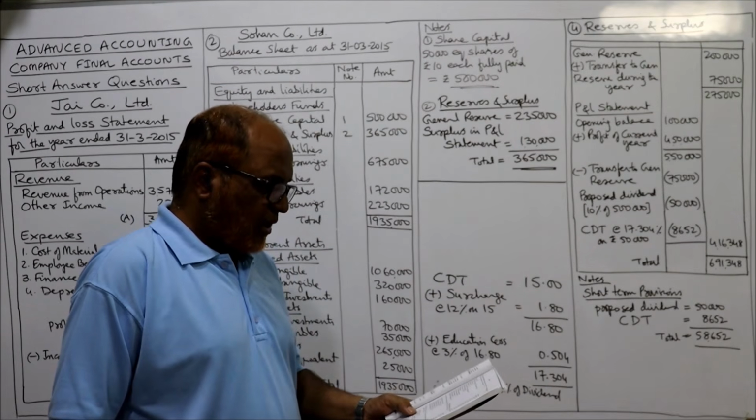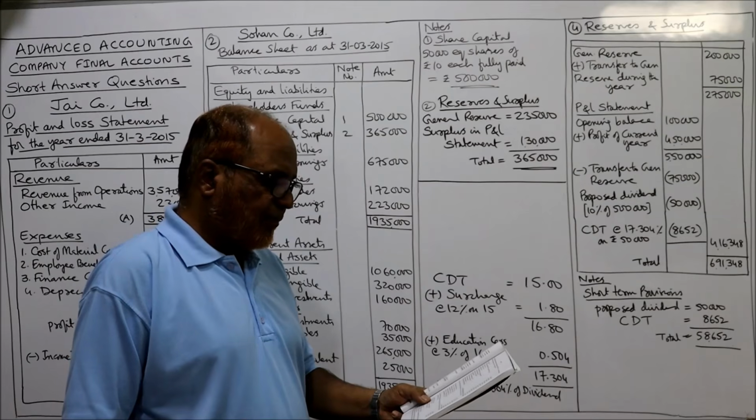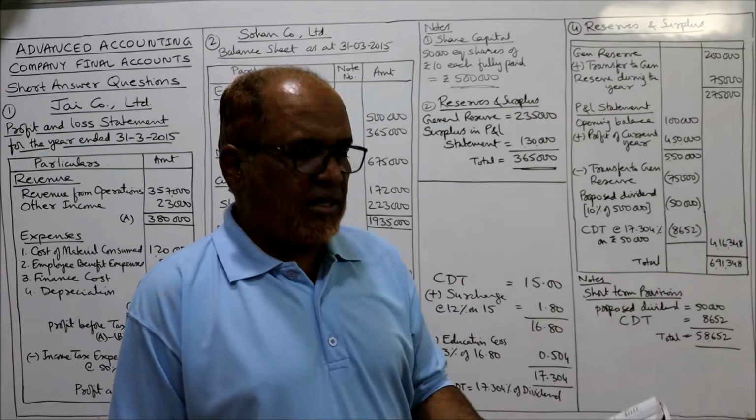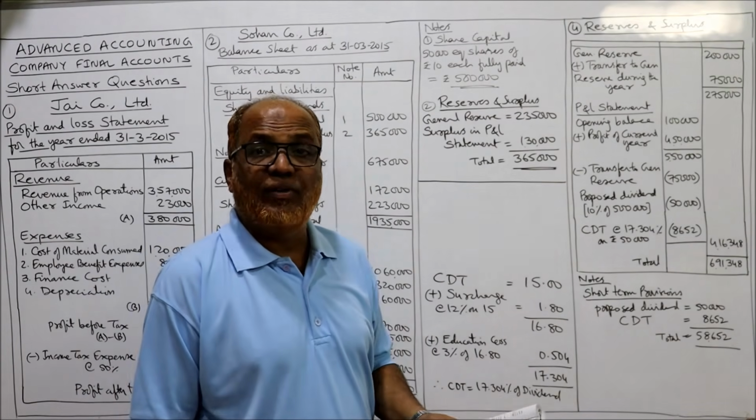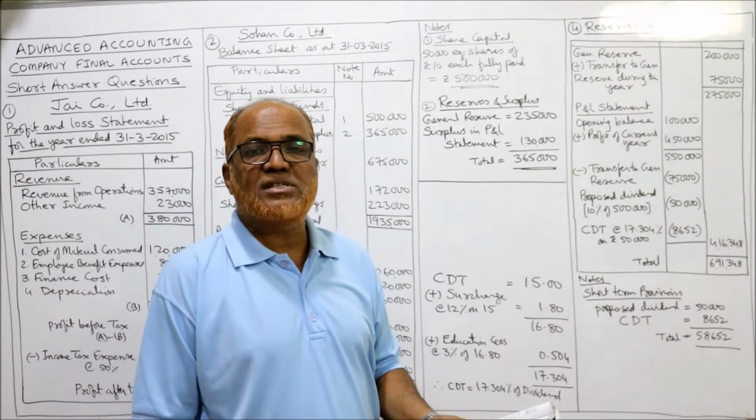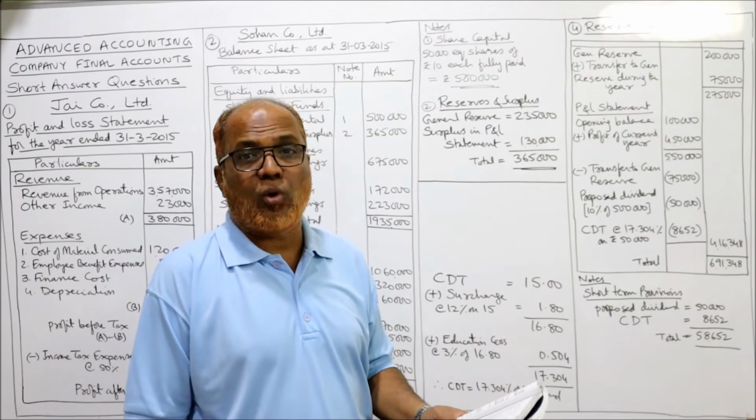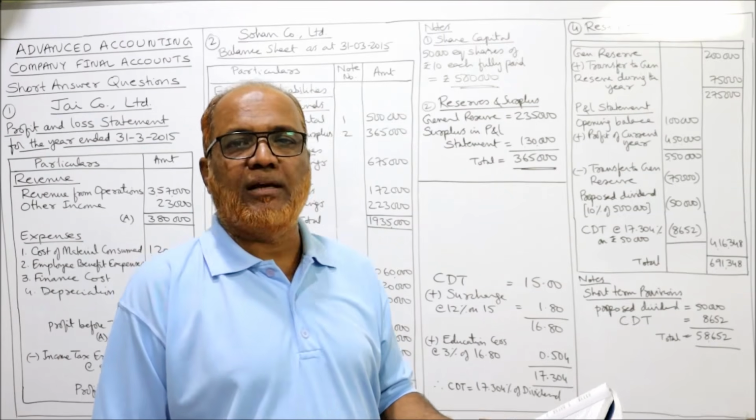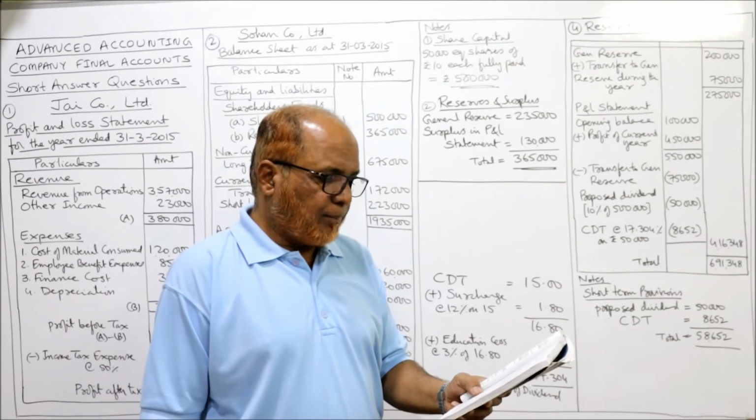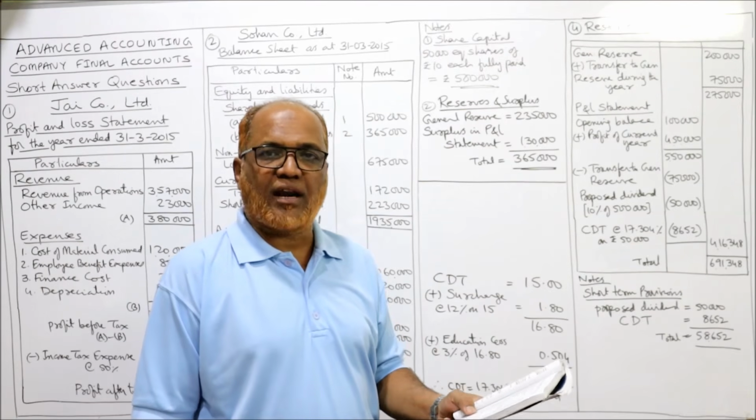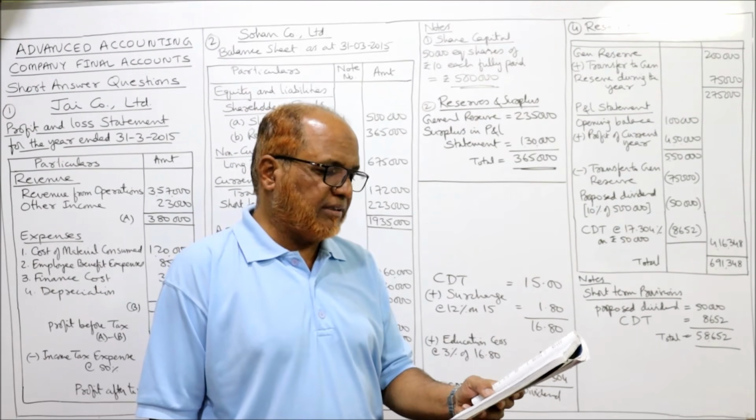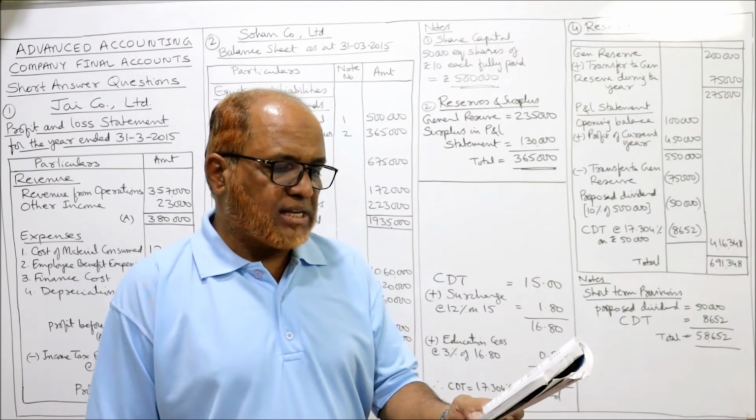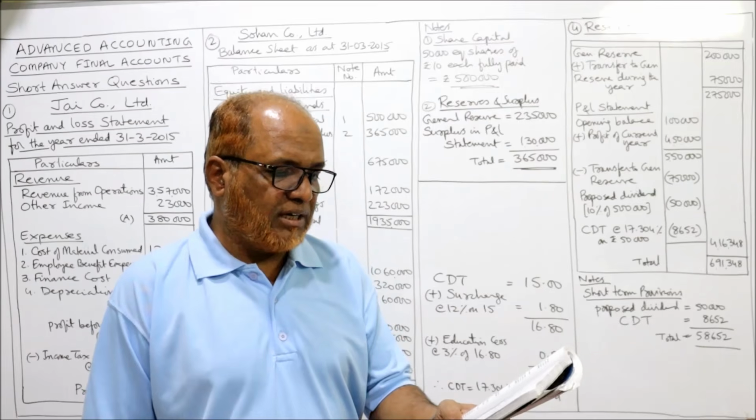Some adjustments are given. Equity share capital paid up 5 lakh. General reserve on 1/4/2014. Actually, we are making the final accounts on 31st March 2015, but here the general reserve is given on 1/4/2014. That means opening, the beginning of the year. Surplus in P&L statement on 1/4/2014, opening surplus. Then profit for the year 2014-15, current year profit after tax, 4,50,000. So equity capital is given, general reserve opening, surplus opening, and profit for the year.